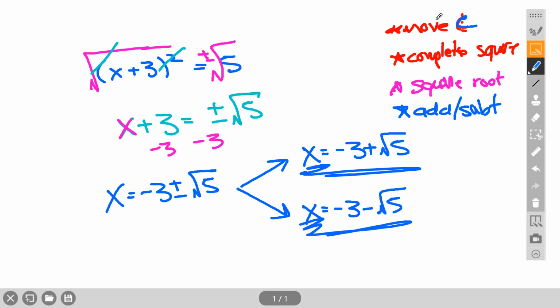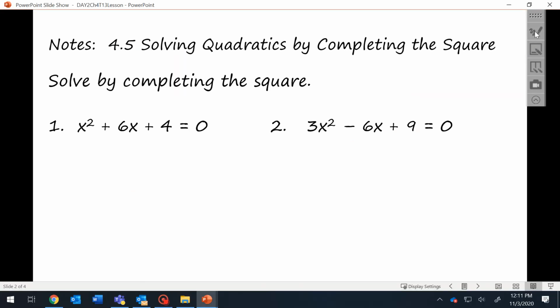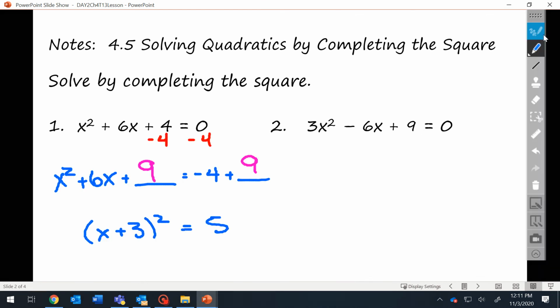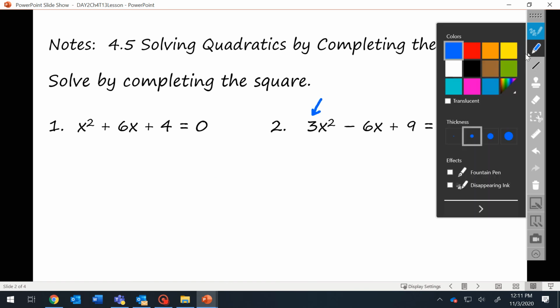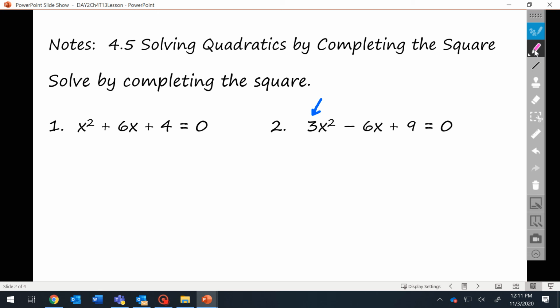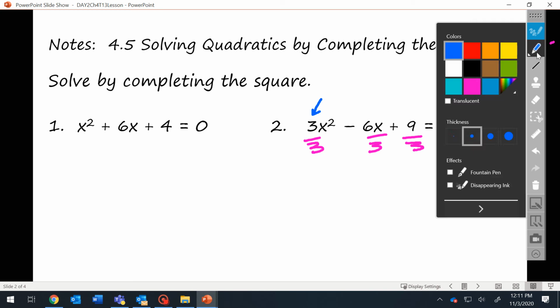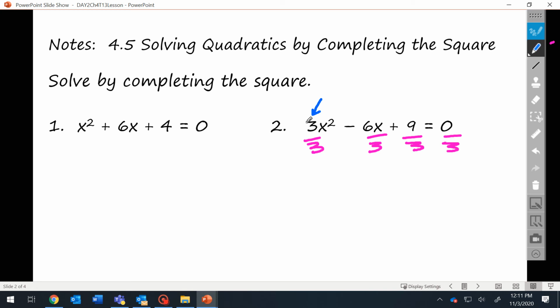Now sometimes there is a first step before you move the c, and we're going to see that in the next problem. Because the next problem is 3x squared minus 6x plus 9. Now you'll notice that in this problem the a value is 3. So before we can move the c, we have to get rid of that. So we divide everything in the equation by that a value, because you can't complete the square with that there. So this becomes x squared minus 2x plus 3 equals 0.